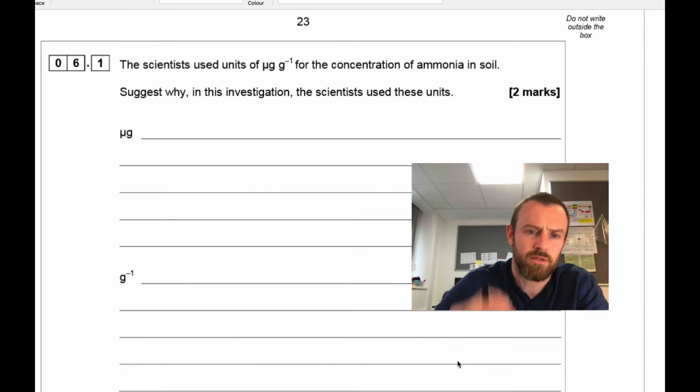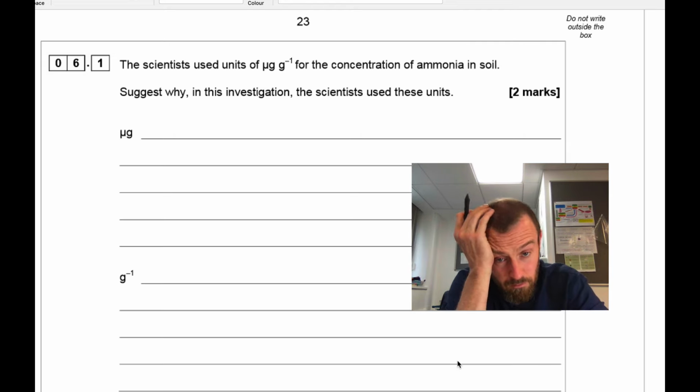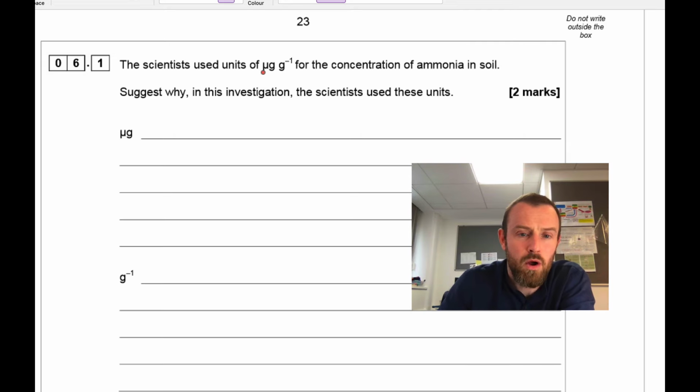Let's look at the question. The scientists use units of micrograms per gram for the concentration of ammonia in soil. So suggest why in this investigation the scientists use these units. Micrograms, well, this is just a 2 marker, so I think it's quick answers. So there are small amounts of ammonia in the soil. That's it. Microgram is a measure of a small amount. Small mass of ammonia. Maybe we should say it's small mass of ammonia in the soil.